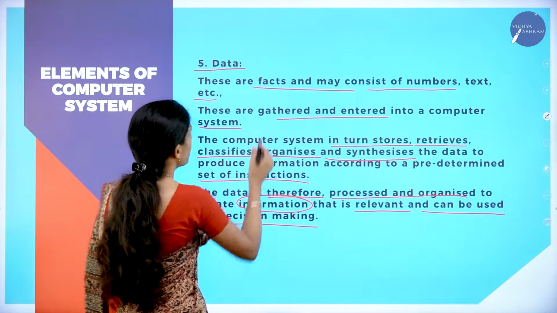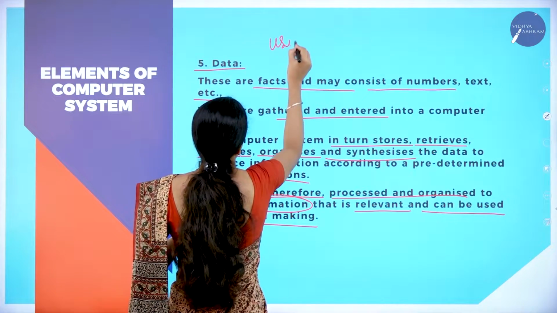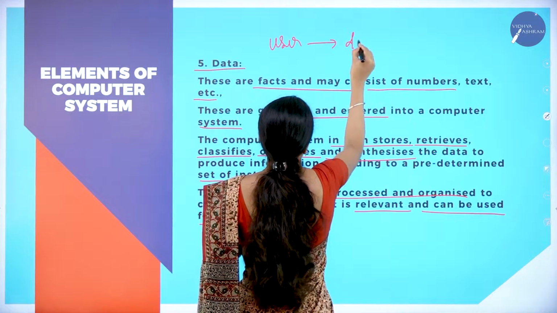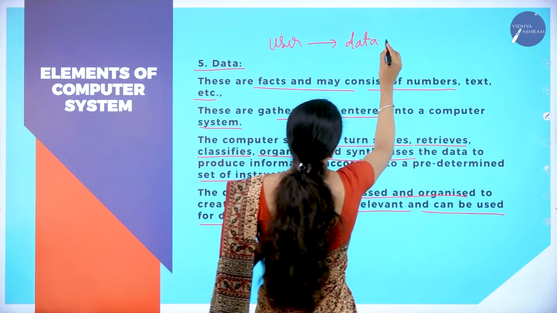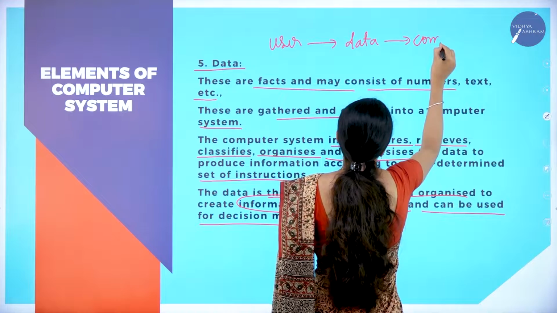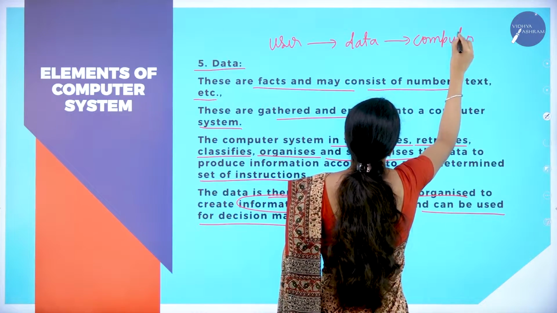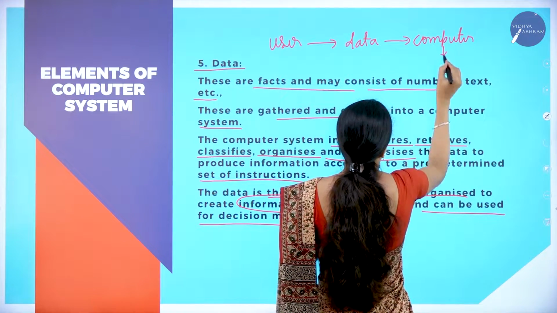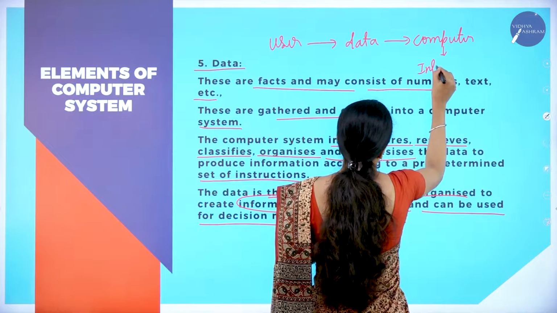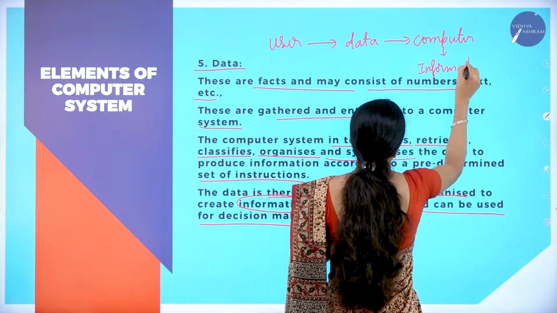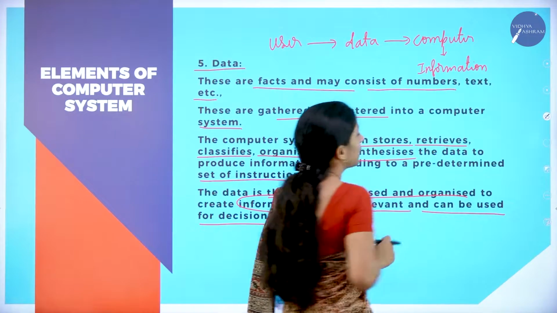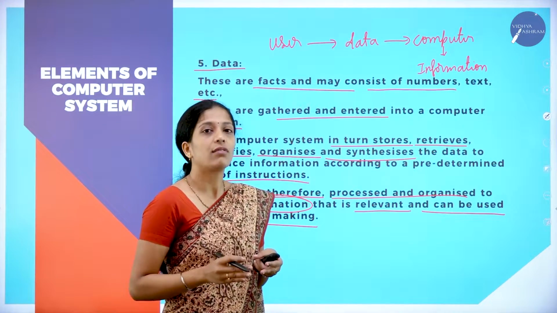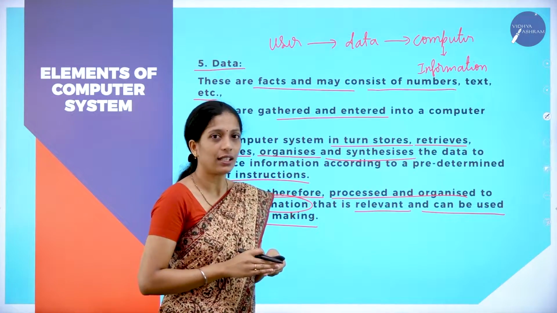Now here, what happens? There is a user, he enters the data, and this data is entered into the computer system. The computer will process the data and give the information. So data is converted to information in the computer.